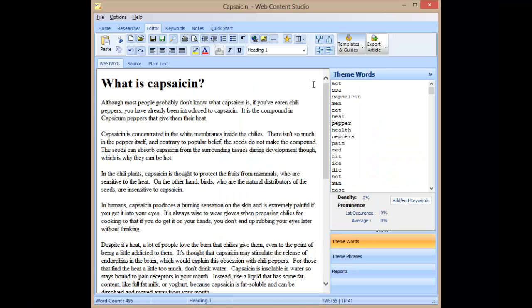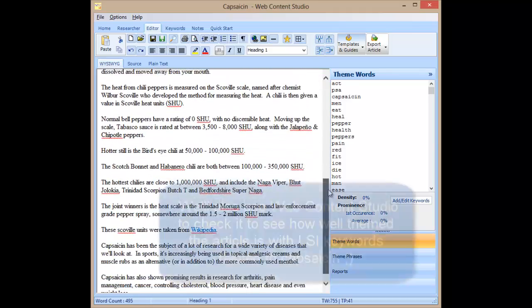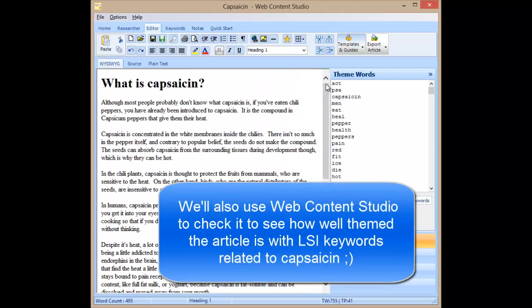The final step now is just to go through this article, reread it, make sure there's no grammatical errors, and also just change it around if I need to, make sure it reads well for a human, and then that is the article finished.